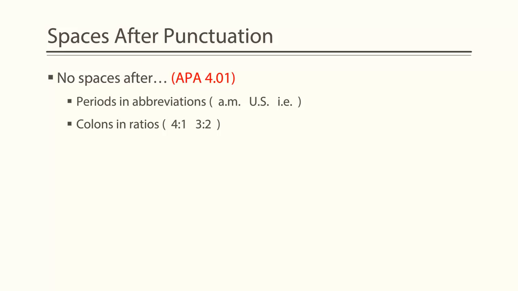There are no spaces after periods in abbreviations like AM when talking about time, or US for the United States, or IE when you give an example. There are no spaces after colons either when they are used in ratios, like 4:1 or 3:2.